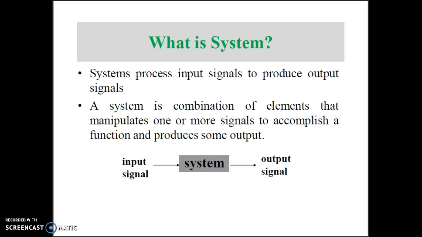Now let us see what is a system. Basically, a system is defined as an entity that operates on one or more signals to accomplish a function and produce a new output signal. So a system can represent a combination of elements that can manipulate one or more signals to produce the desired output. A system has a certain input signal and produces the desired output signal.